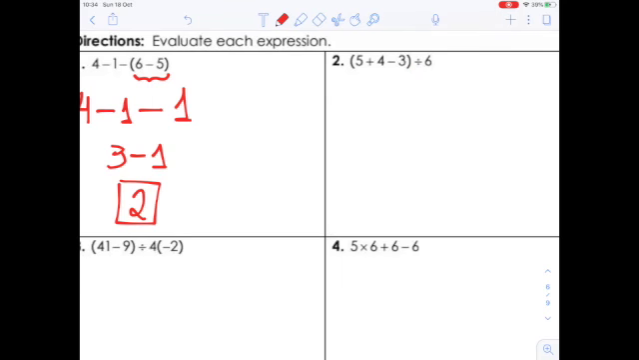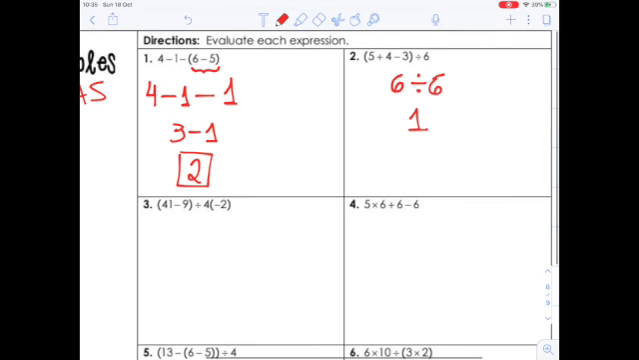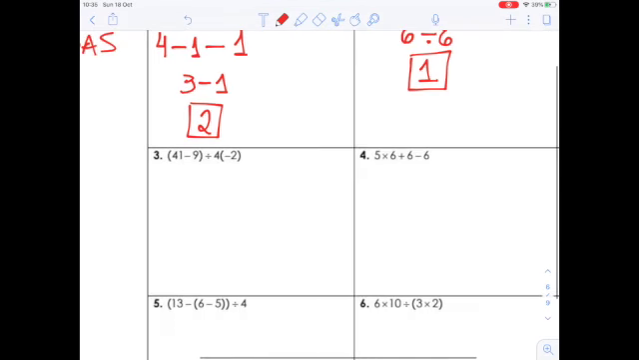9 minus 3, 6. Now that I have one number inside my parentheses, I can remove my parentheses. So I have 6 divided by 6. 6 divided by 6 is 1. So this would be my final answer.